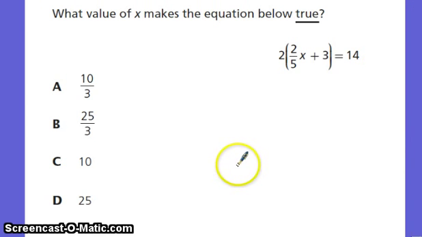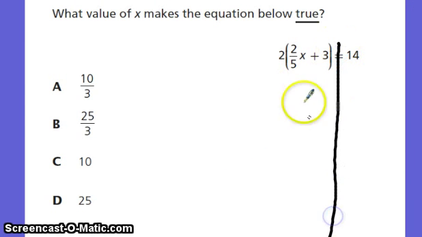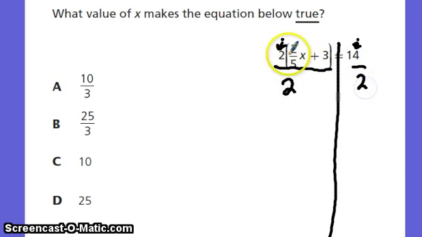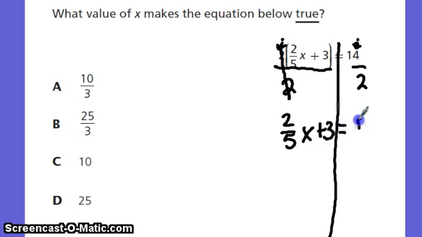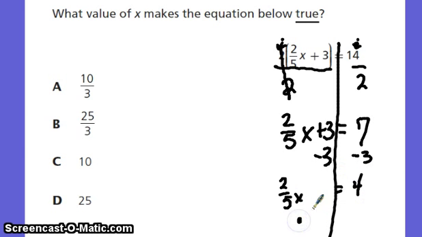What value of X makes the equation below true? Because this 2 is floating over here, and I see that this 14, if I divide it by 2, it's going to work nice. I'm going to divide everything by 2 here. And that gets rid of that 2 that's out there outside the parentheses, and it lets my 2/5 X plus 3 be all by themselves. And it equals 7 now. Now I'm going to subtract 3 from both sides, and I get 2/5 X is equal to 4. And I'm going to multiply by the inverse.